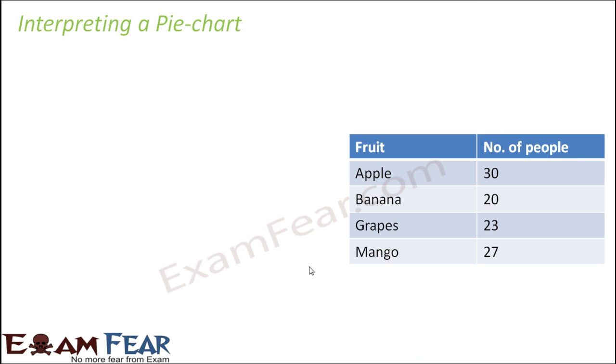So let us look at an example. We will consider the same data, and we will see how we represent this favorite fruit data using a pie chart. We have a table which shows that apple is liked by 30 people, banana by 20, grapes by 23, and mango by 27. So how do we represent this in a pie chart?